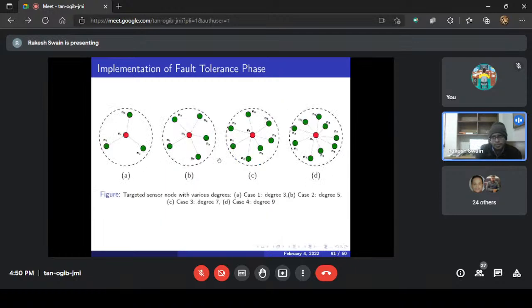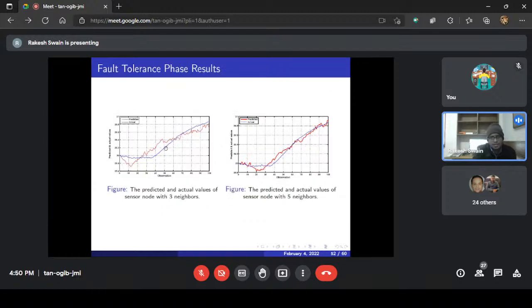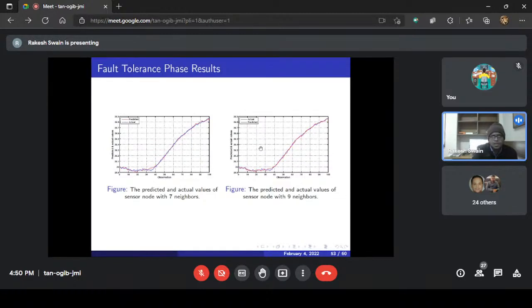Here there are different numbers of neighbor sensor nodes, that is, the degree of the node, for example 3, 5. As you increase the number of sensor nodes, you can compare the real value with the predicted value. Whenever you increase the number of neighbors, the prediction becomes more accurate. That is the fault tolerance, meaning you can tolerate that fault. Even in the presence of the fault, the regular tasks keep going on without any problem.